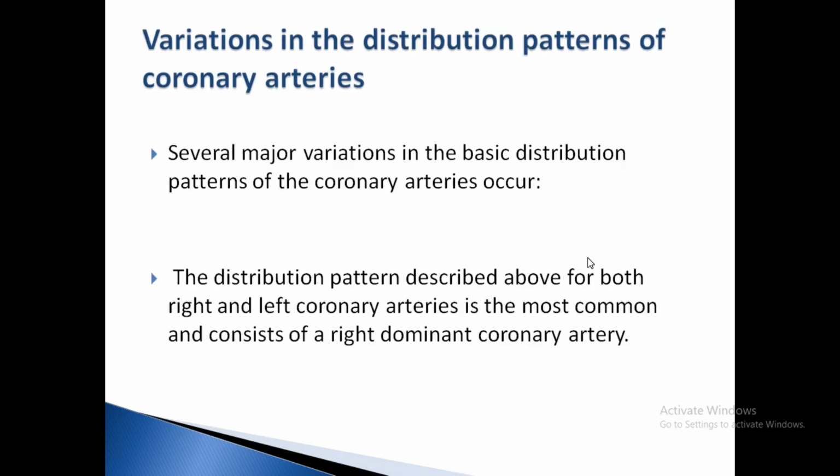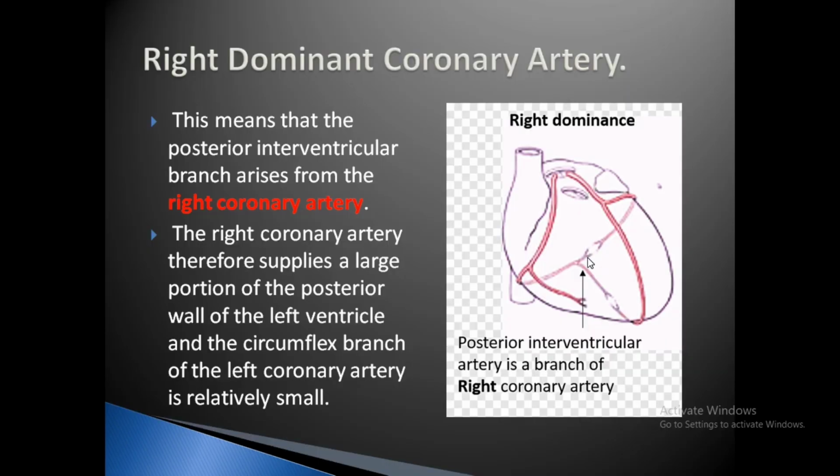Now, there are variations in the distribution patterns of the coronary artery. What are those variations? Several major variations in the basic distribution patterns of the coronary arteries occur. The distribution pattern described above for both right and left coronary artery is the most common and consists of a right dominant coronary artery. So there are two patterns, the right dominance and the left dominance, and in short it is actually the posterior interventricular artery which is associated with the dominance of the coronary artery.